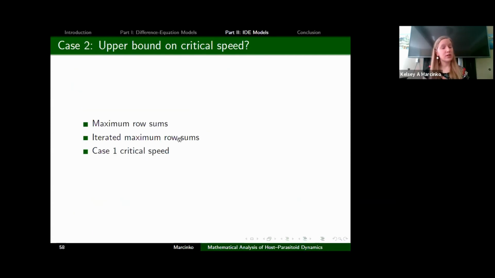So I also want to talk about an upper bound. We looked at lower bounds and determined that geometric symmetrization and iterated geometric symmetrization are the answer in that area. Now I want to do a comparison of the upper bounds that we see. That was the maximum row sums, iterated maximum row sums, and then case 1 is actually an upper bound because it was the best scenario for the parasitoid.